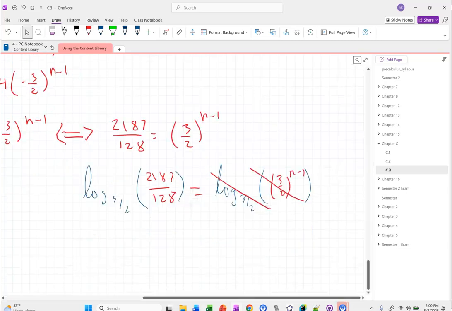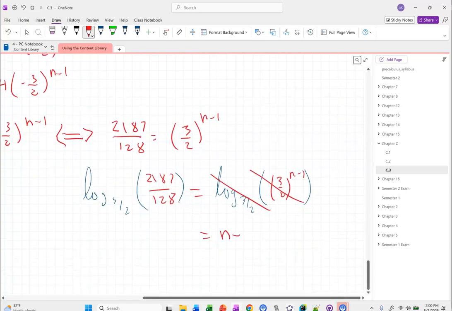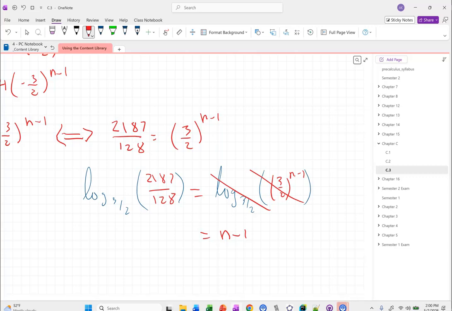And we know that those guys cancel each other out. If I go into my calculator, I do log base 3 over 2 of 2187 over 128. I get 7. And then I add the 1 over. That's what I needed. Yay!